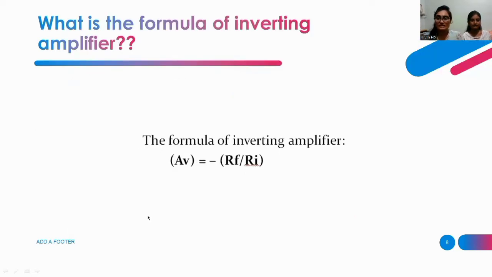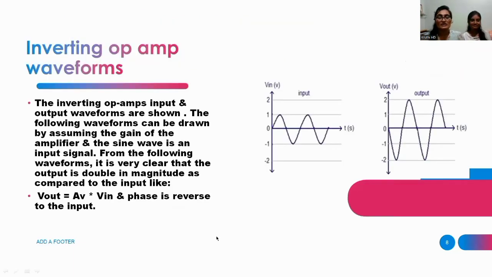There is a formula for the inverting amplifier. The formula for the inverting amplifier is AV is equal to minus RF by RI. As I said, RF is the feedback resistor and RI is the input resistance, and the negative sign represents the phase shift. Inverting op-amp waveforms. The inverting op-amp's input and output waveforms are shown here, and from the following waveforms it is very clear that the output is double in magnitude as compared to the input, and there is a reverse or phase shift between input and output.